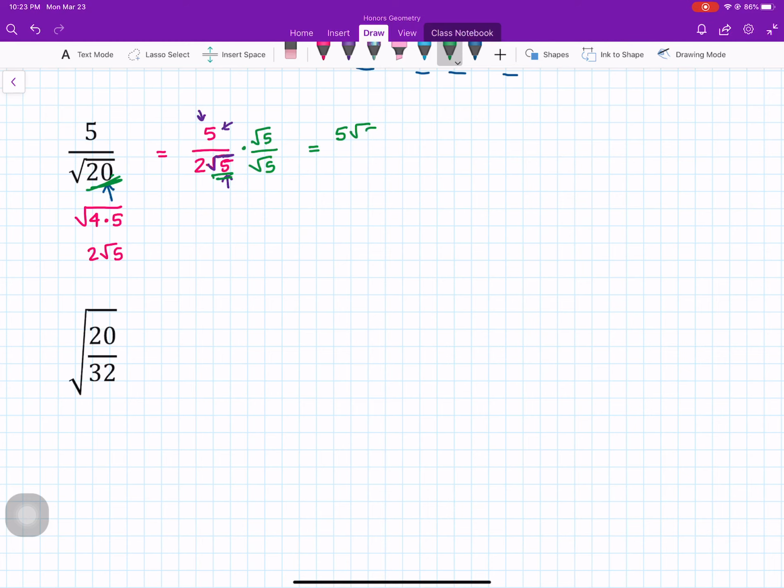So I have 5 root 5 on the top, and then the 2 is still there. It doesn't disappear. 2 root 25 on the bottom. And then I have 5 root 5 over 2 times root 25, which is 5. So it's 5 root 5 over 10, which, if you look at your whole numbers here, the 5 and the 10, 5 over 10 is just 1/2, or since we have the root 5, it's root 5 over 2.